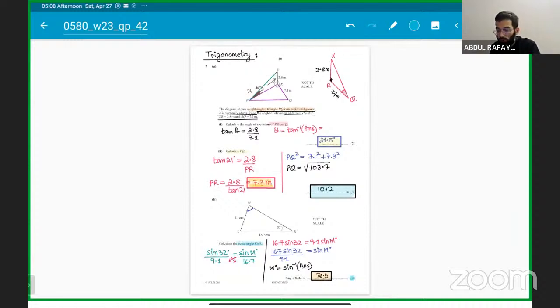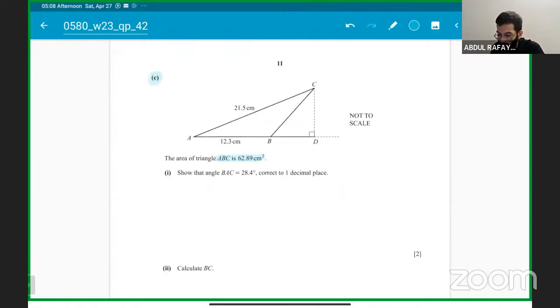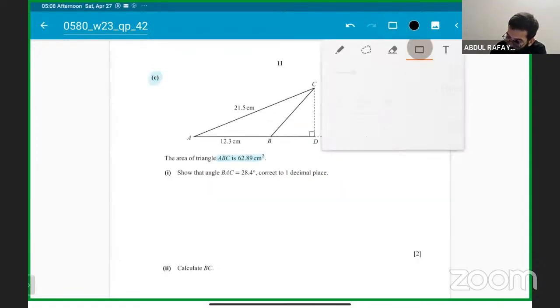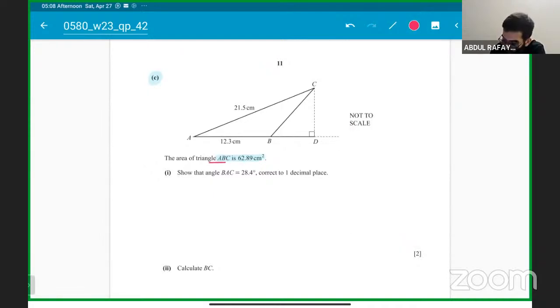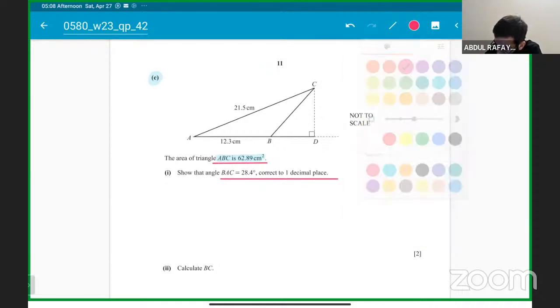Okay. We're just finishing. Just give me 5-7 minutes. We are finishing. So the area of the triangle ABC is 62.89. The area is given to us of the triangle. Show that this angle is this. So again, a separate question for part C.